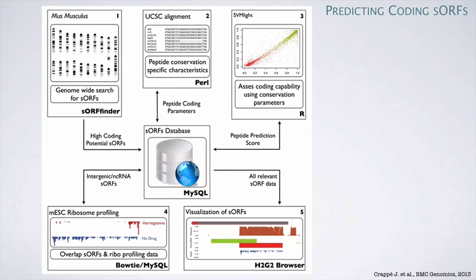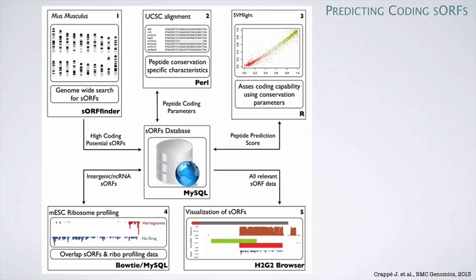Again, this is more bioinformatics stuff. How did we come to this? First of all, one can imagine there's a lot of small open reading frames in the genome, so one has to filter at some point. So our first filter would be using an existing tool. I know it's not perfect, but that's what we used, which is called SORFinder. It uses a hidden Markov model to really pinpoint coding small open reading frames. So high coding potential small open reading frames.